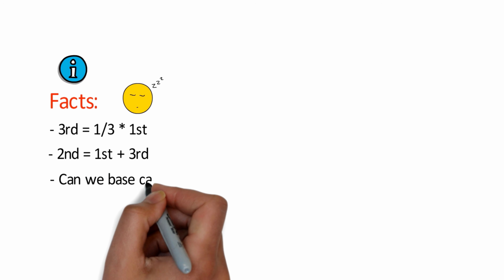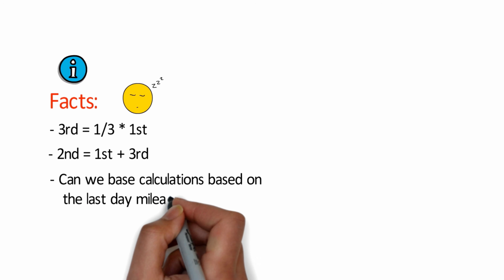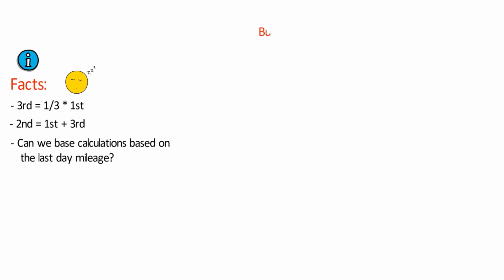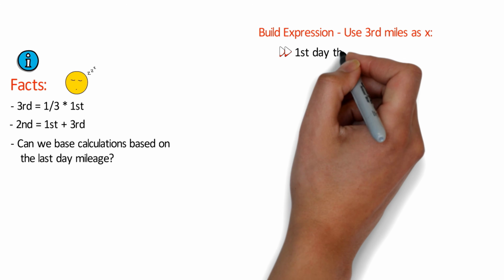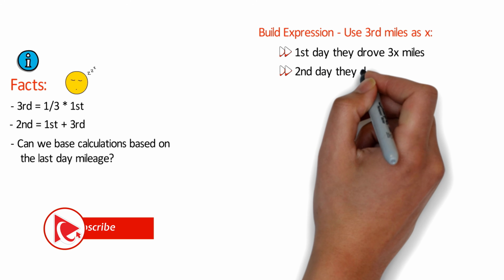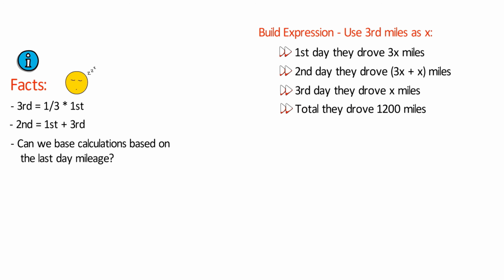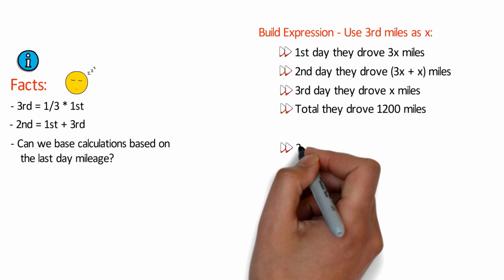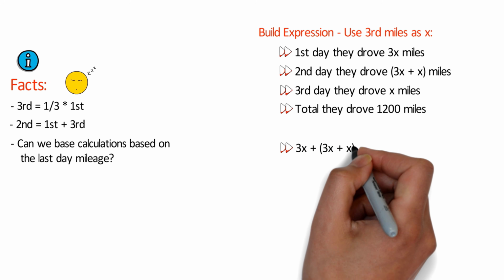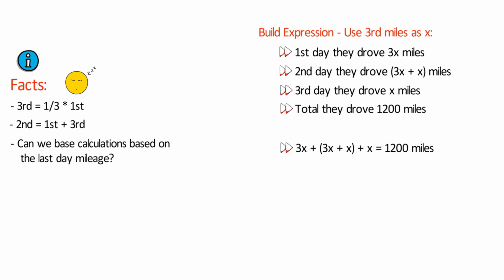So what's interesting here, can we base our calculations on the last day mileage? What I mean by that is, can we use the third day miles as x in the expression we're trying to build? Based on this information, on the first day, they drove 3x miles. On the second day, they drove 3x plus x miles. In total, they drove 1,200 miles. So now we can build an expression: 3x plus (3x plus x), and then plus an additional x equals 1,200 miles.